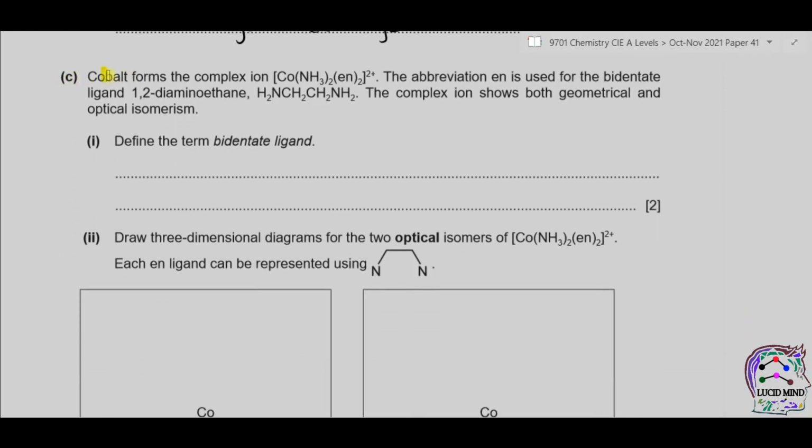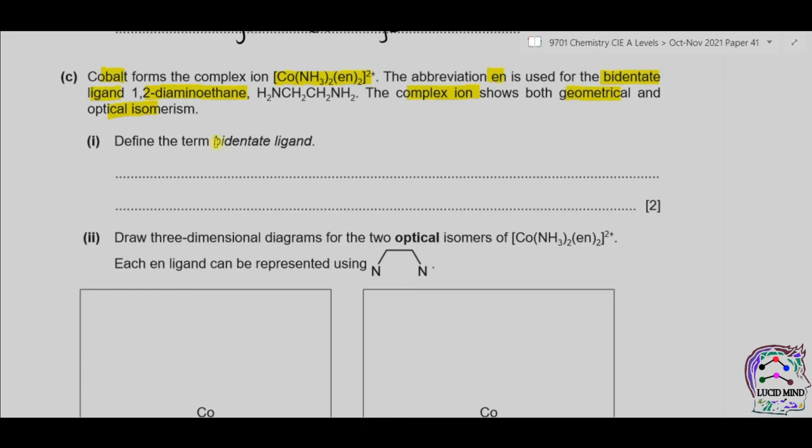Part C, cobalt forms the complex ion. This is the complex ion. The abbreviation EN is used for bidentate ligand, 1,2-diaminoethane. This is the structure. The complex ion shows both geometrical and optical isomerism.